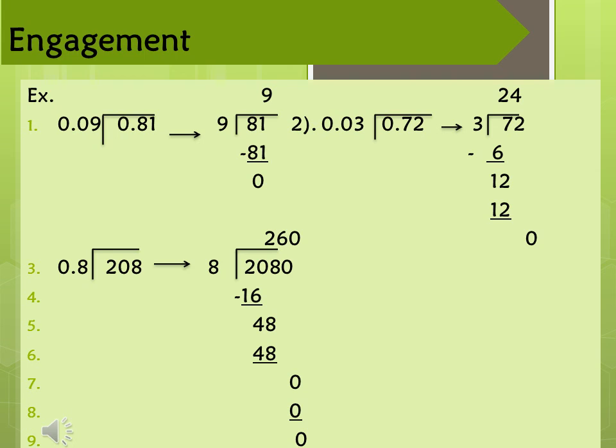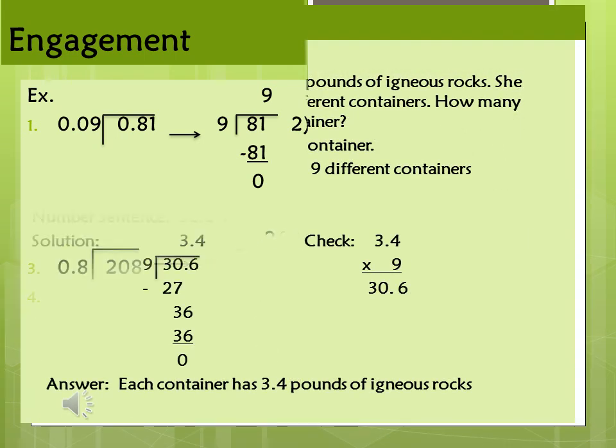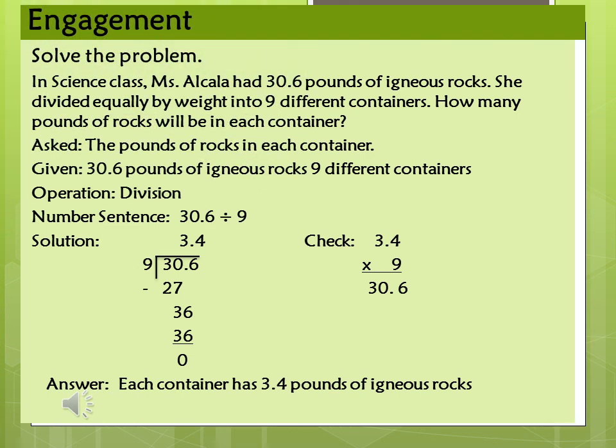Ulitin ko ang example number 1 and number 2 is dividing mixed number by decimal number. At ang example number 3 is dividing decimal number by a whole number. Ngayon, i-apply natin ang division of decimal number.